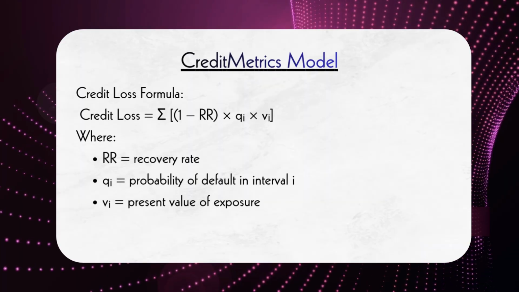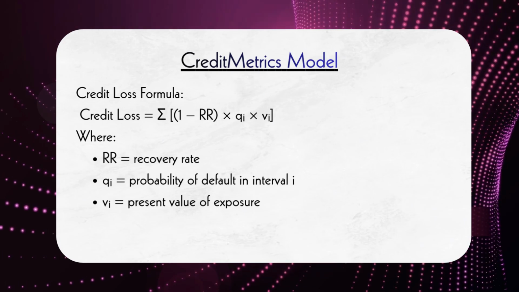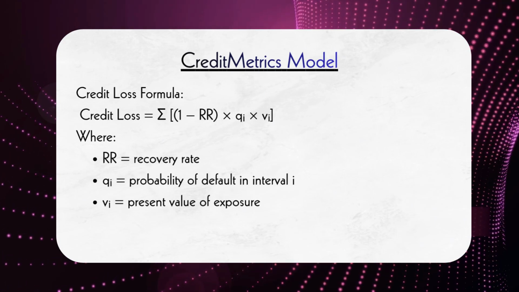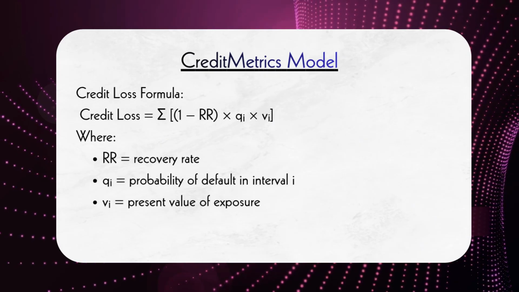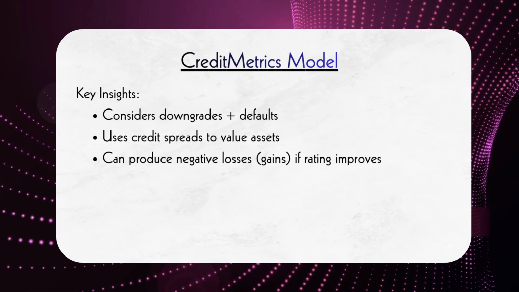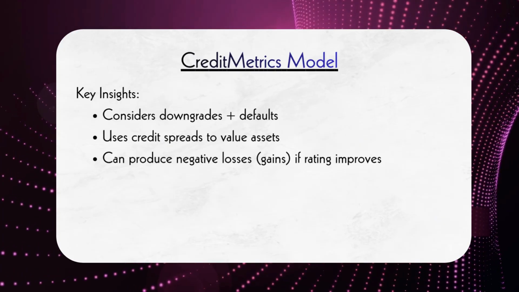The credit loss is calculated using credit loss equals Σ (1 − R) times Q times V, where R is recovery rate, Q is probability of default, and V is exposure value. A unique feature of CreditMetrics is that losses can even be negative if a borrower's credit quality improves, which reflects real market behavior.